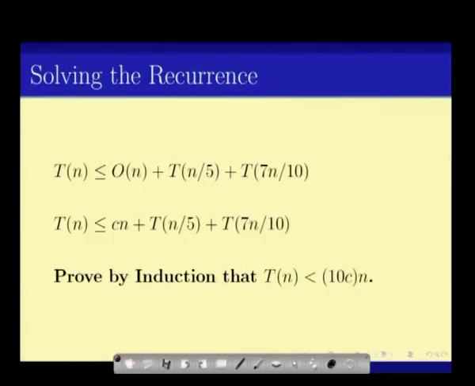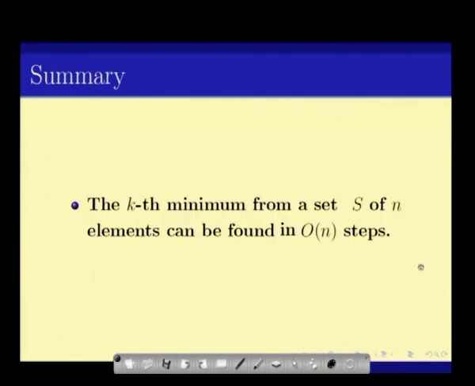An important thing is why this recurrence ends up being order n. It is because if you sum n over 5 plus 7n over 10, that is less than n. To summarize, we find that finding the kth minimum from a set of n elements can be done in order n steps. So, not only can we find the minimum, but we can find any kth minimum in order n steps. So, this brings us to the end of the lecture.